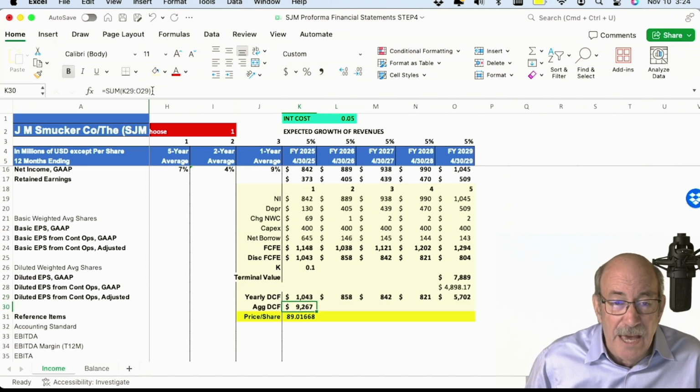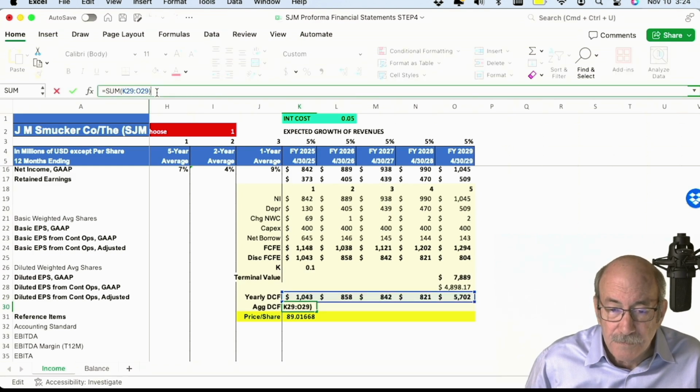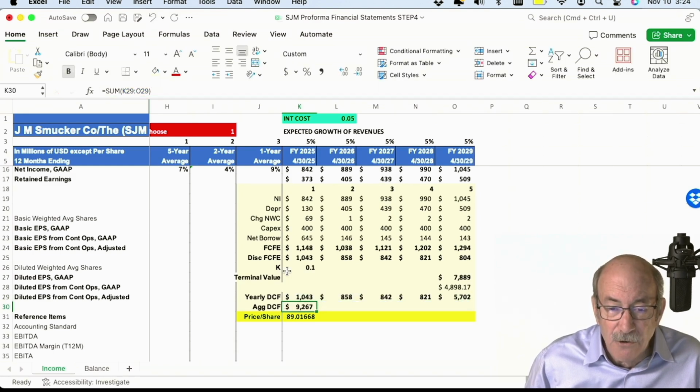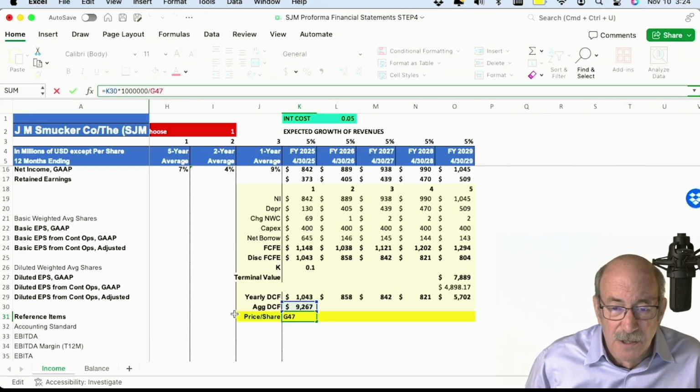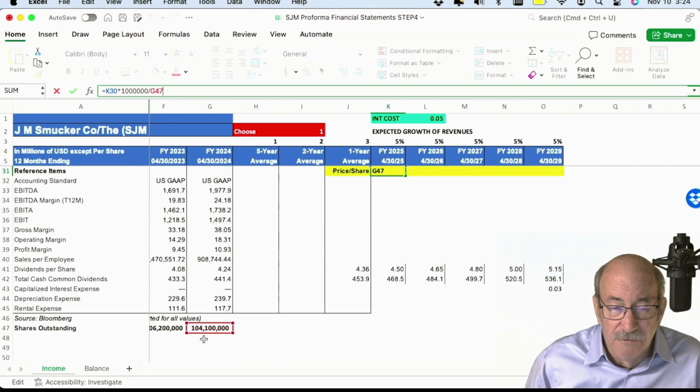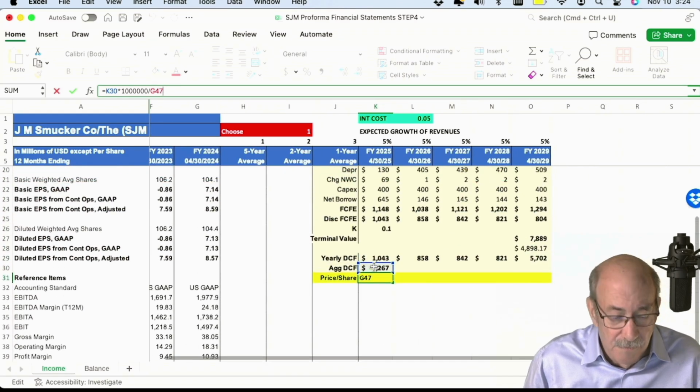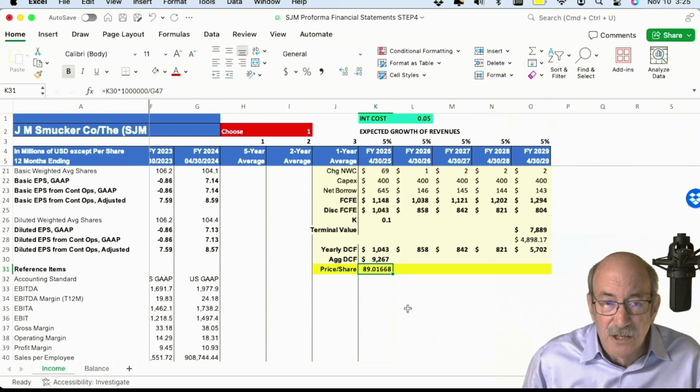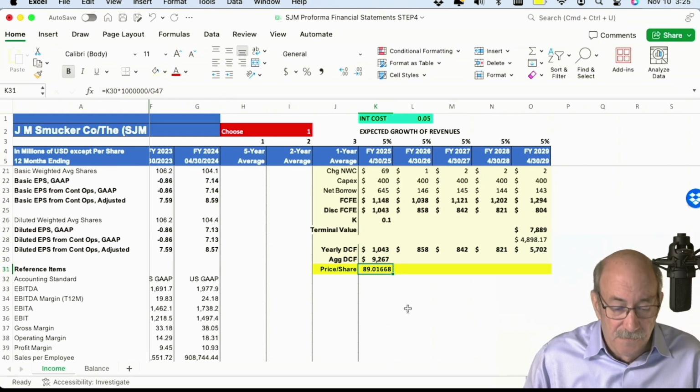Now here I'm adding them all up. So I have an aggregate value of 9.267 billion. And then finally, I'm dividing that by the number of shares outstanding. And that came from down here, this 104 million shares outstanding. When I do that, I get a share price of $89.